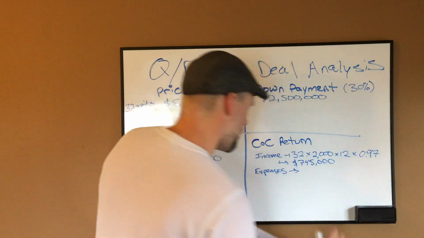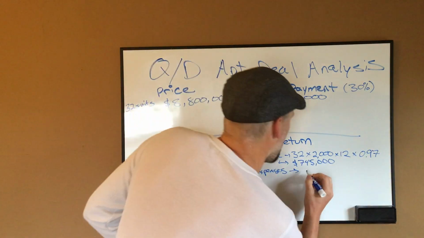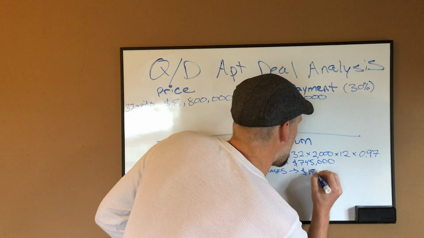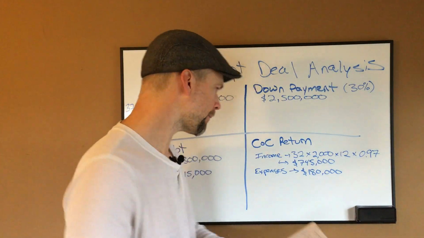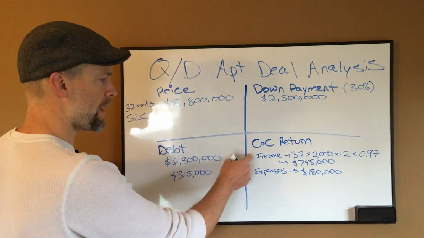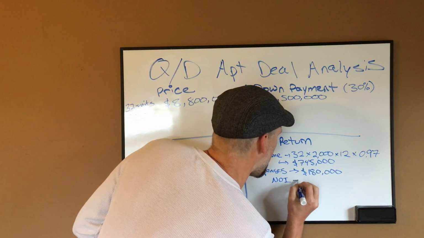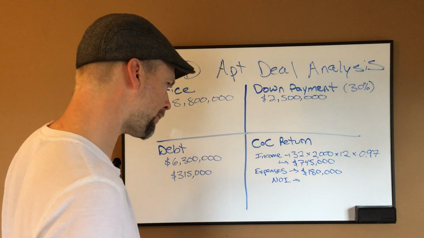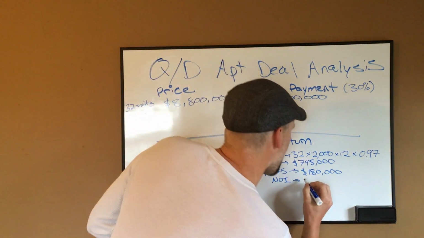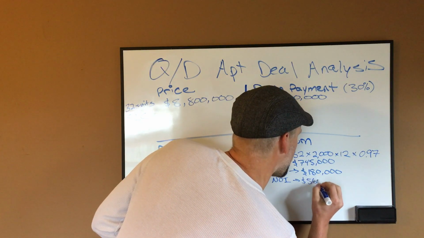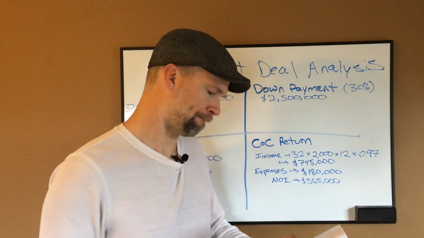So for this property, the operating expenses are going to be $180,000 per year. Now, if we subtract expenses from income, we get something called NOI, net operating income. And that's going to be, what is that, 565. So that's our net operating income.